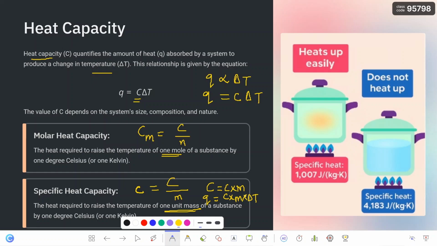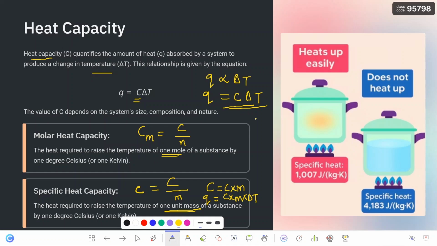So, you don't need to remember all these equations. You need to remember what that molar heat capacity means. It is heat capacity by number of moles. It is for 1 mole. And specific heat capacity is for 1 unit mass. That's why C by M. And you need to remember this equation Q is equal to C delta T. So, we know heat is directly proportional to the temperature rise.